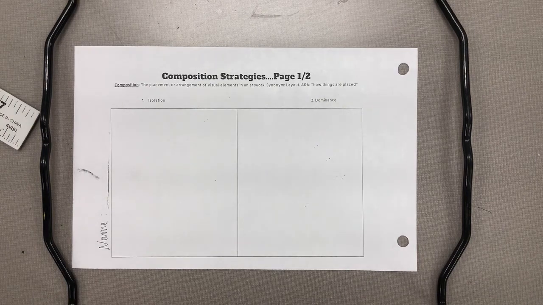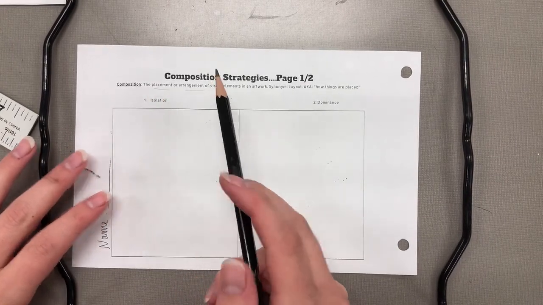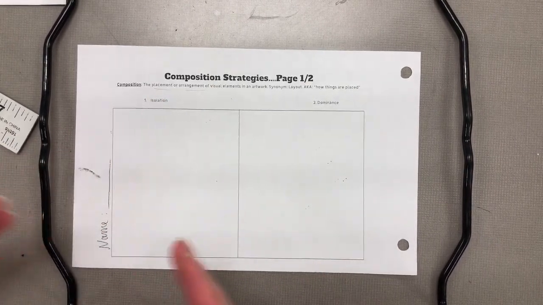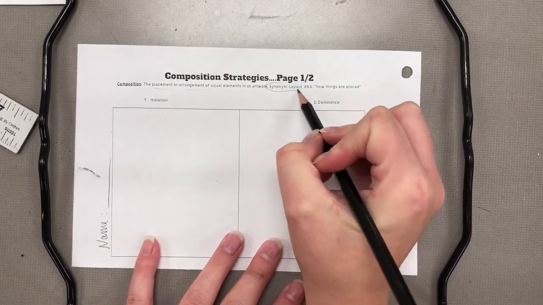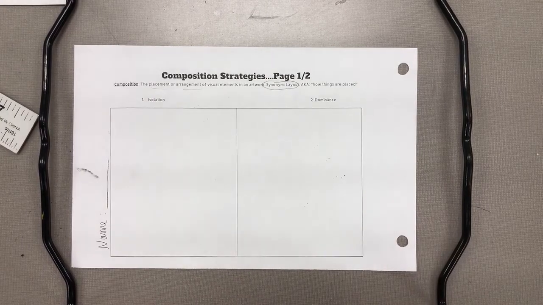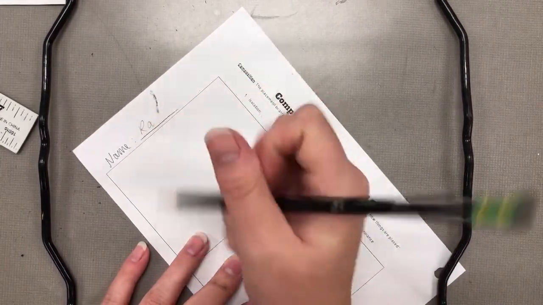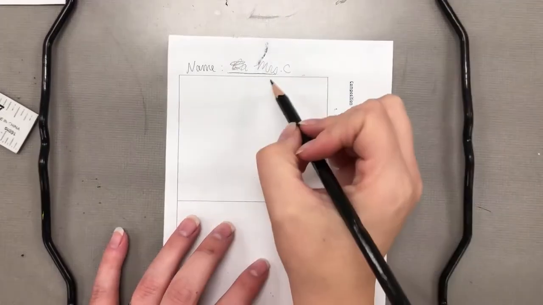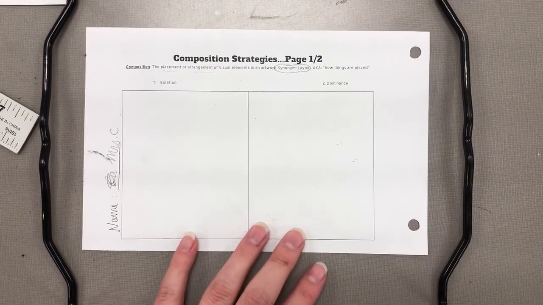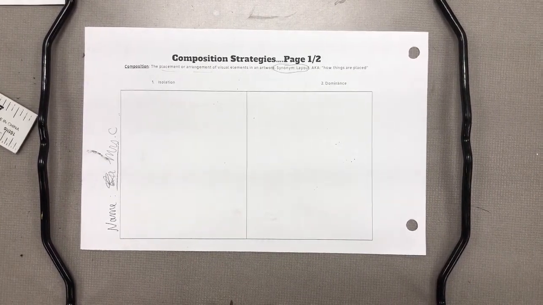Okay, so for composition strategies, we talked about composition being the placement or arrangement of the visual elements, all the things in your artwork. Another word for it is layout. Okay, it's how things are placed in your artwork. And don't forget to put your name on all of these as well, so if they ever accidentally fall out of your art book, I know who to get it to.